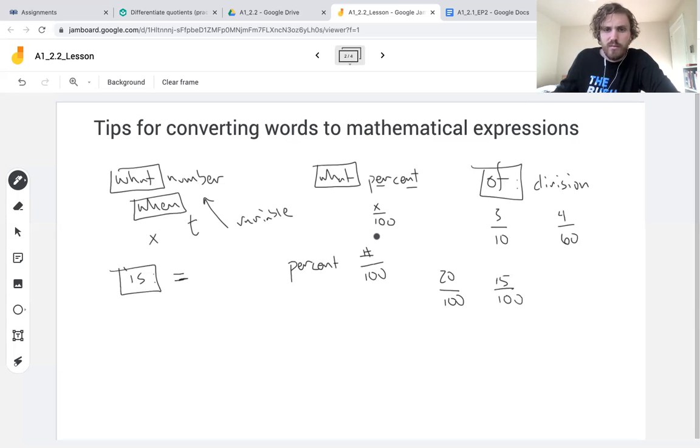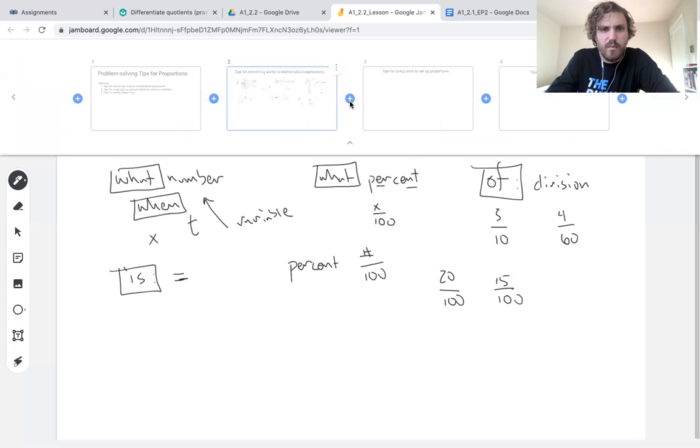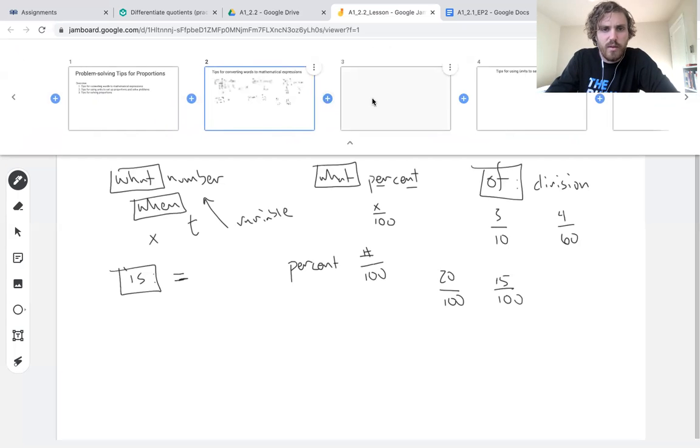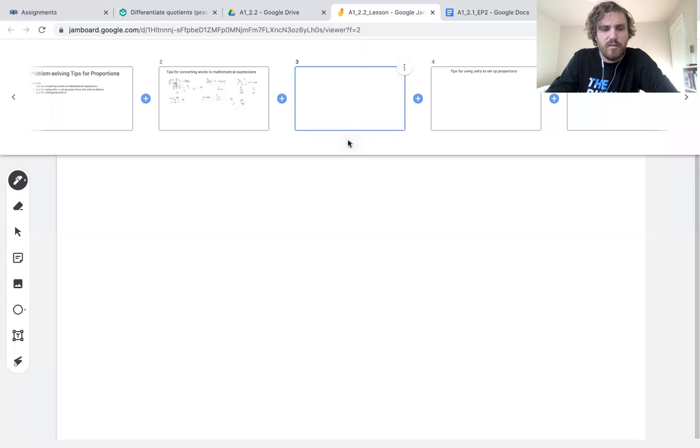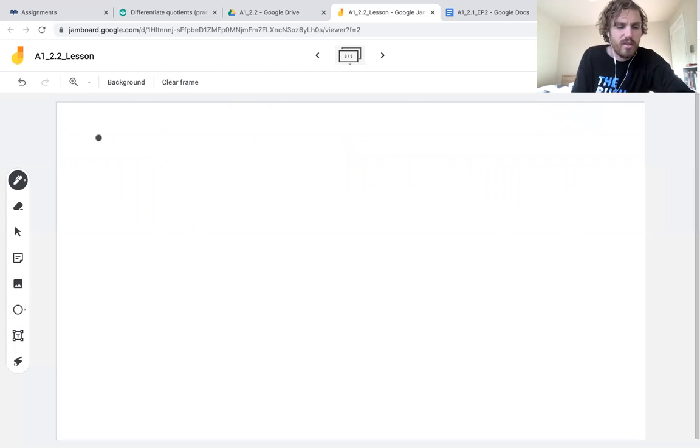15% is going to be 15 over 100. So this is maybe not the most clear thing, so maybe I'll just add in another slide here to make sure that it's really clear that basically what we have is, when you see what or when, you should be thinking of that as a variable x. When you see of, you should be thinking divided by something. When you see is, you should be thinking that that's going to be an equal sign. And when you see percent, you should be thinking, oh, you're going to have some number over 100 because it's per 100.